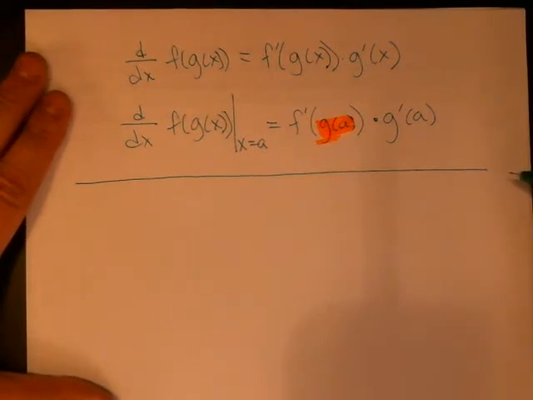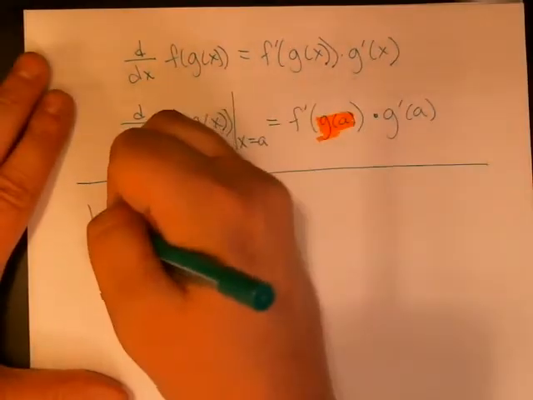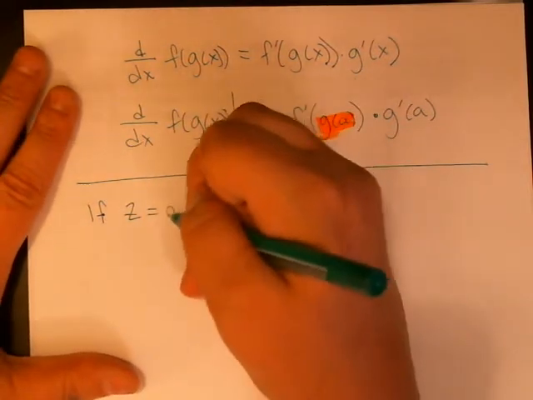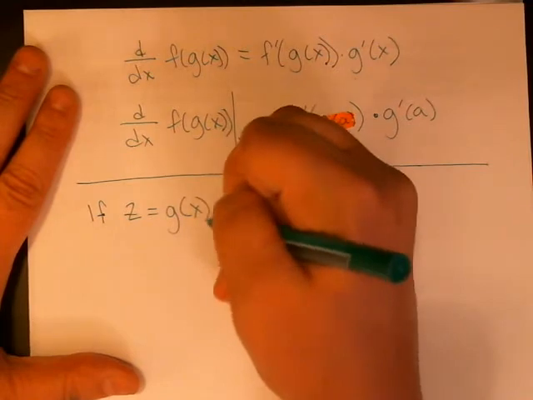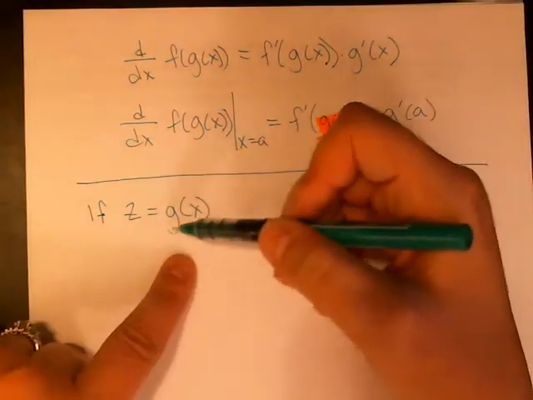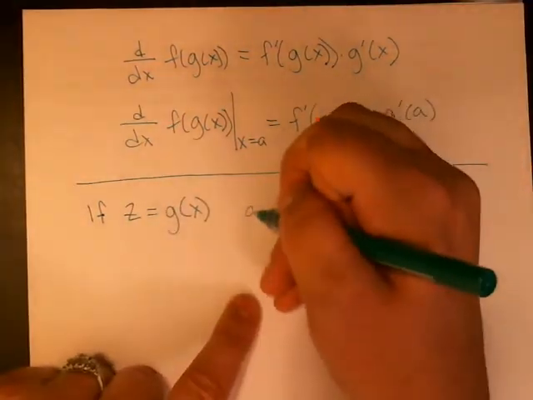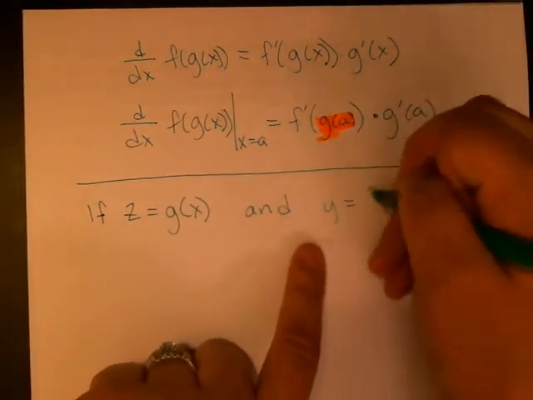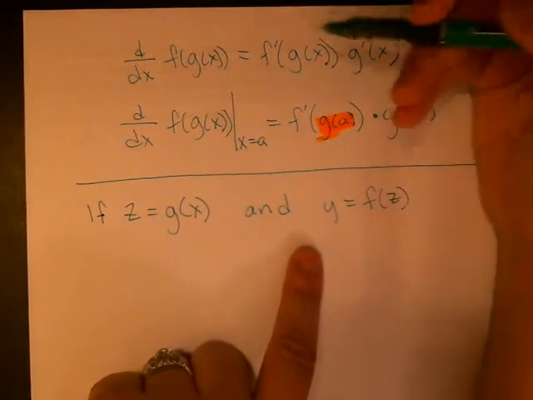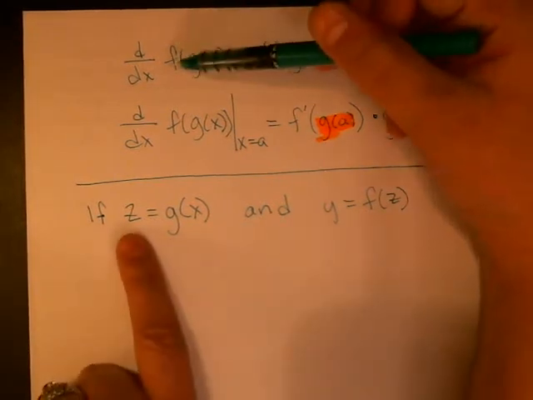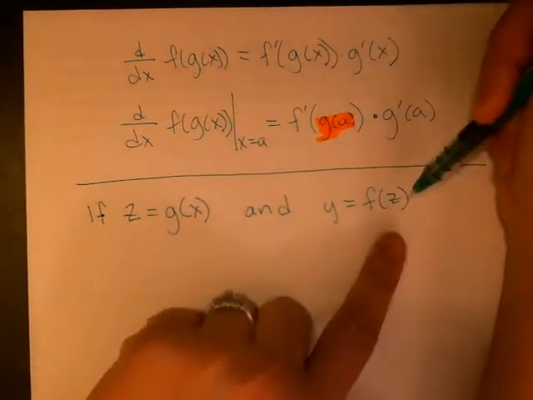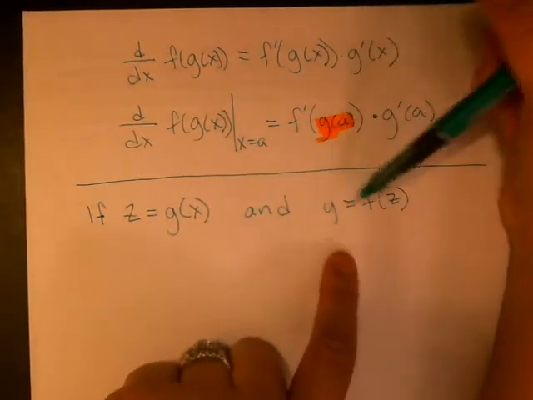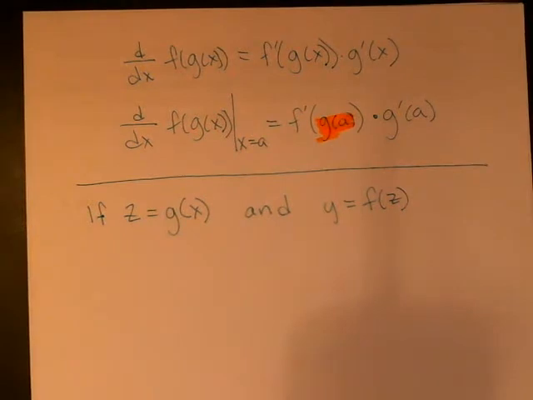Alternatively, I'm going to define some things. If g of x is equal to z, so function g inputs x's and outputs z's, and then we would need function f to input those z's, since we're trying to plug g of x into f. So g outputs a z, we plug that z into f, and then we finally get a y. So we are starting with x's and ending with y's, but there's this funny in-between variable.